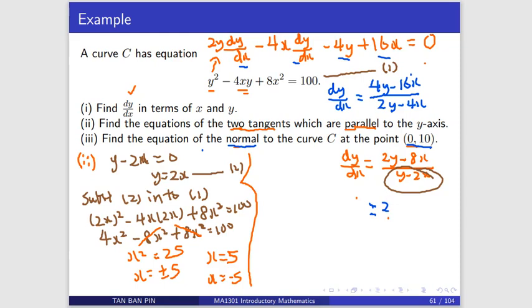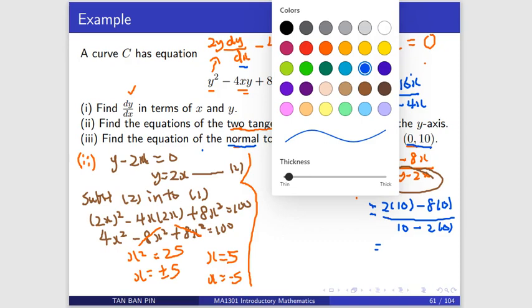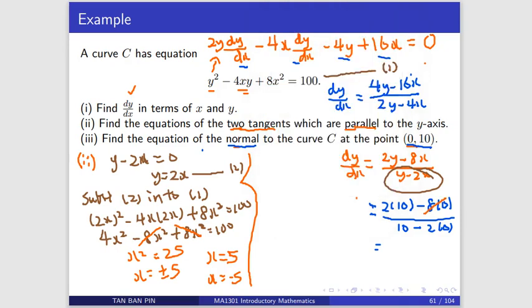So it will be 2 bracket 10 minus 8 bracket 0 over 10 minus 2 bracket 0. So it's 20 over 10. This part is 0, so we don't need to count it. So 20 over 10 gives 2. So dy dx is 2.